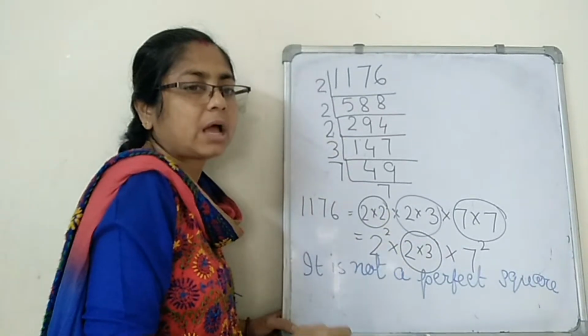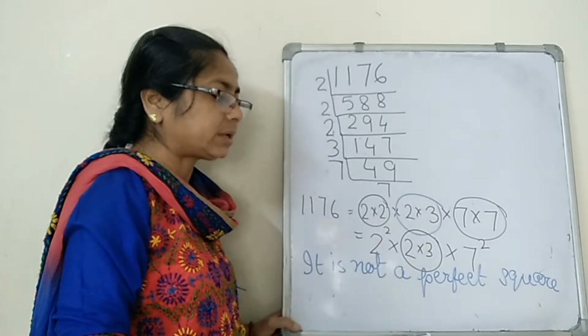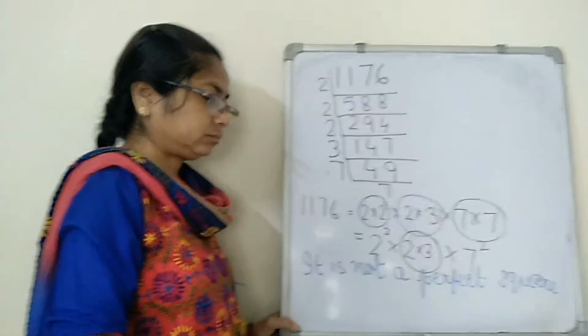Complete it. I am waiting 1 minute. You please complete it. One sentence.